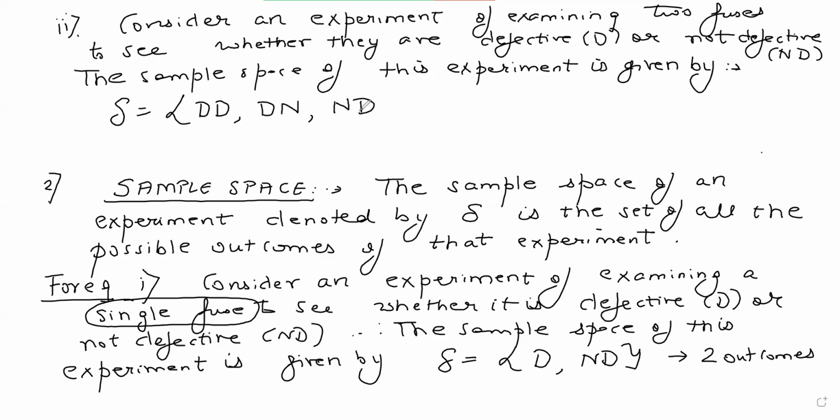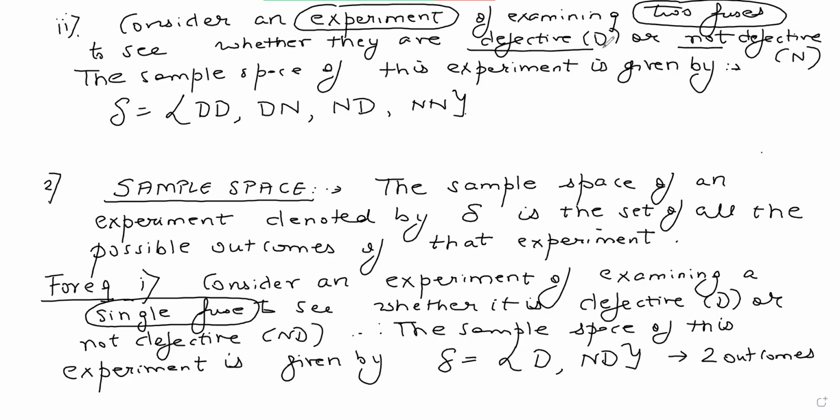Okay, and another possibility is that the first one is not defective, the second one is also not defective. N denotes not defective, so I'm not using ND, I'm using N. So I'm repeating this example again. We are now looking at an experiment where instead of one fuse, I am now looking at 2 fuses, and we want to check whether they are defective or not defective.